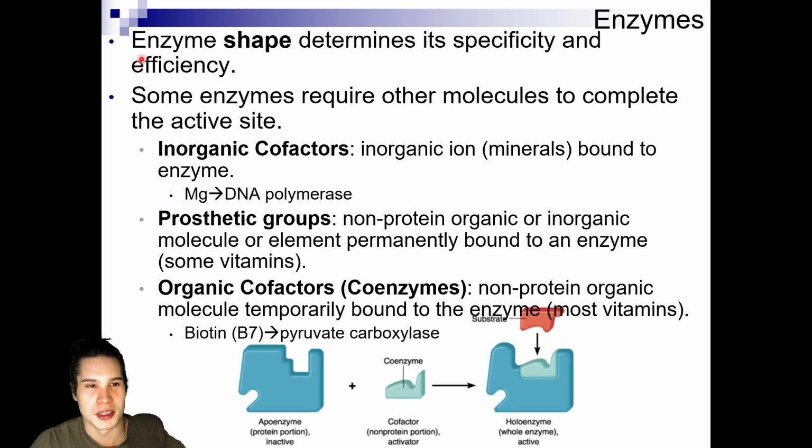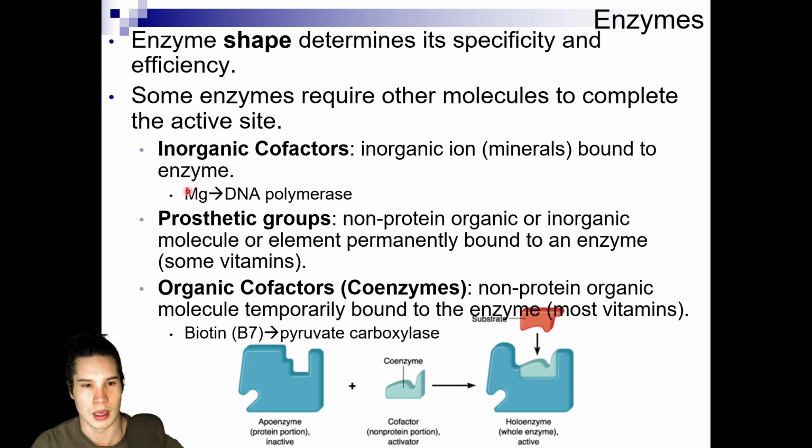All right. So enzyme shape is going to determine its specificity and efficiency. Some enzymes require other molecules to complete the active site. Okay, so we have three different terms that we need to know here. Inorganic cofactors. So inorganic, we already know that it's not going to have both carbon and hydrogen involved. It's typically an ion or a mineral that can bind to the enzyme. An example of this is magnesium, which actually binds to the enzyme.